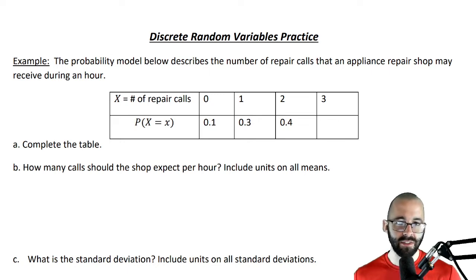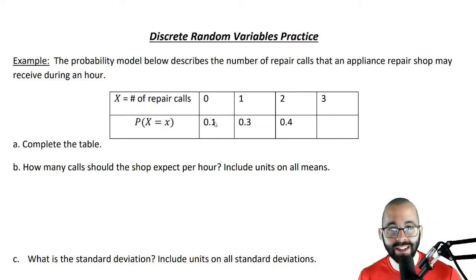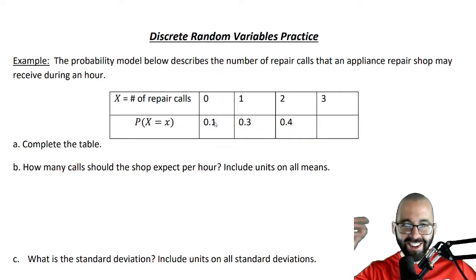And there's a chance of each, right? There's a 10% chance that they don't receive any calls in that appliance repair shop in an hour. There's a 30% chance that they receive one, a 40% chance they receive two, and... Jason, the table's not complete. What are we gonna do?